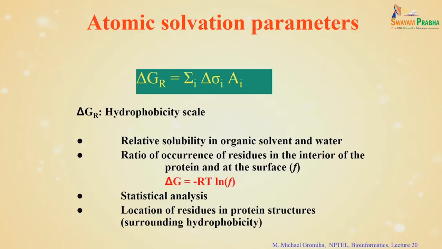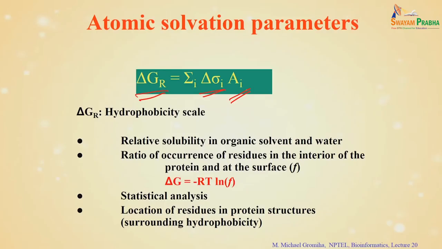But the problem is how we get the delta sigma I. How do we get this delta sigma I? We relate delta sigma I with respect to accessibility and the hydrophobicity. Here delta GR represents the hydrophobicity scale. For example, you can take any hydrophobicity indices. We discussed various hydrophobicity indices, either obtained from thermodynamic transfer experiments, or from computational methods, for example, surrounding hydrophobicity. You can use any value for delta GR.